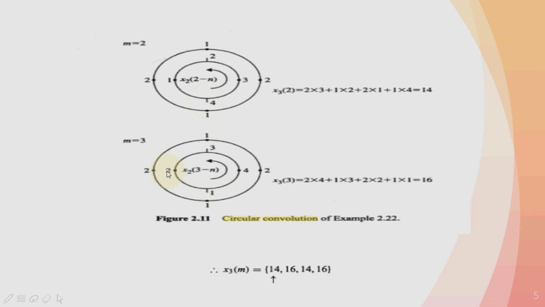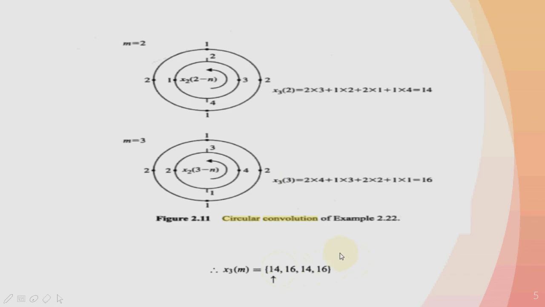Again shift this point to this point. So that is 1 2 3 4. Again multiply the points, that is 2 multiplied by 4 plus 1 multiplied by 3 plus 2 multiplied by 2 plus 1 multiplied by 1. So you will get 16. So at the end you will get the output x3 of n is equal to 14 16 14 16.